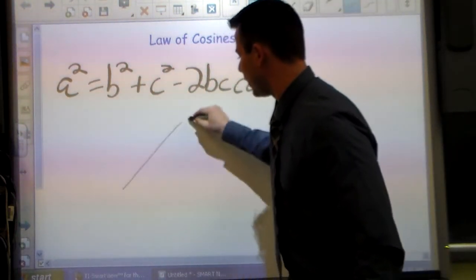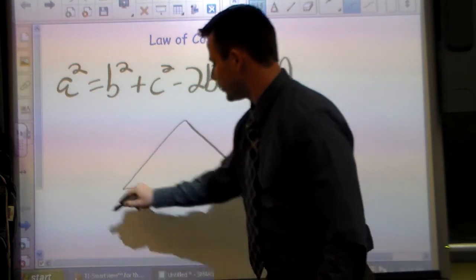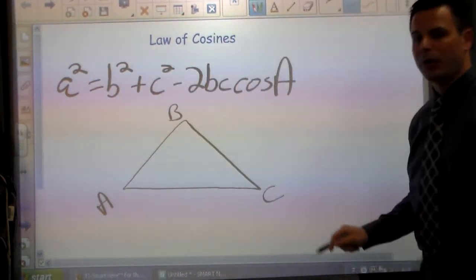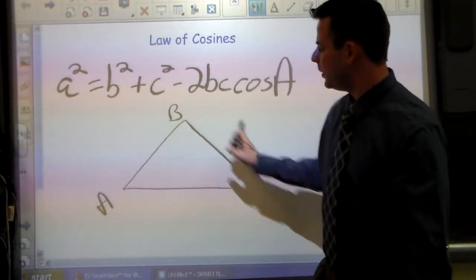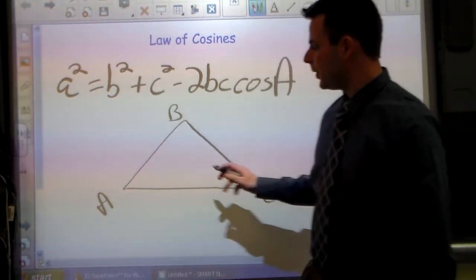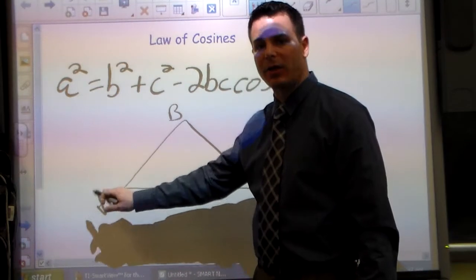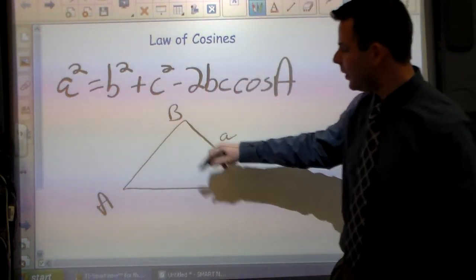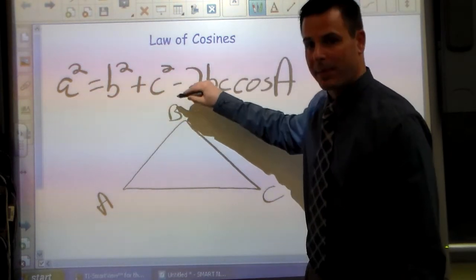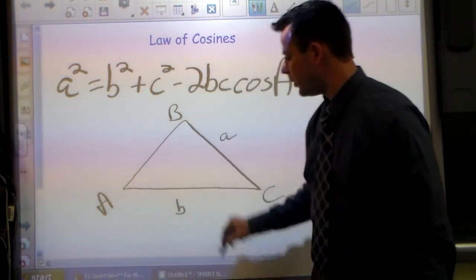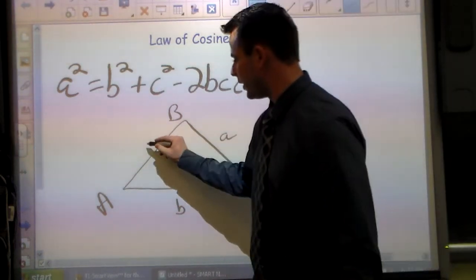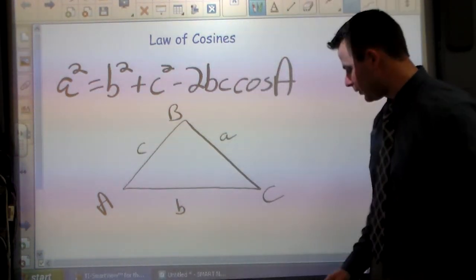So let's draw any triangle. Let's call this A. Let's call this B. Let's call this C. Notice that the angles are capitalized. So since this is capital angle A, it creates side a, lowercase. Since this is angle B, capital, it creates side b, lowercase. Since this is angle C, capital, it creates side c, lowercase.